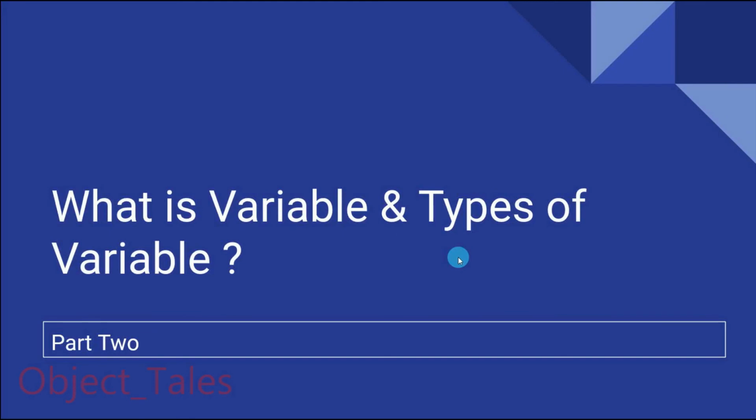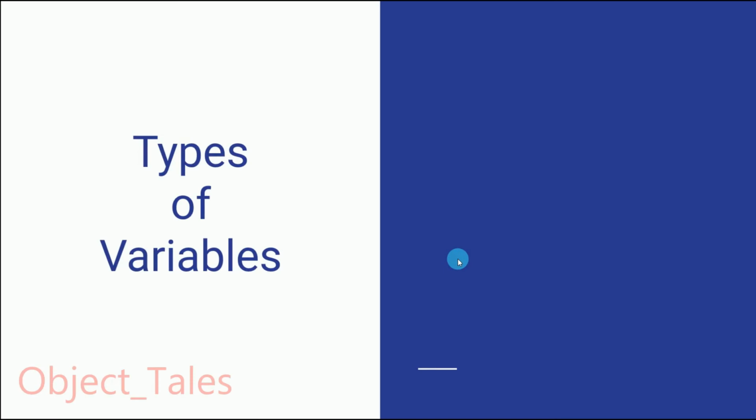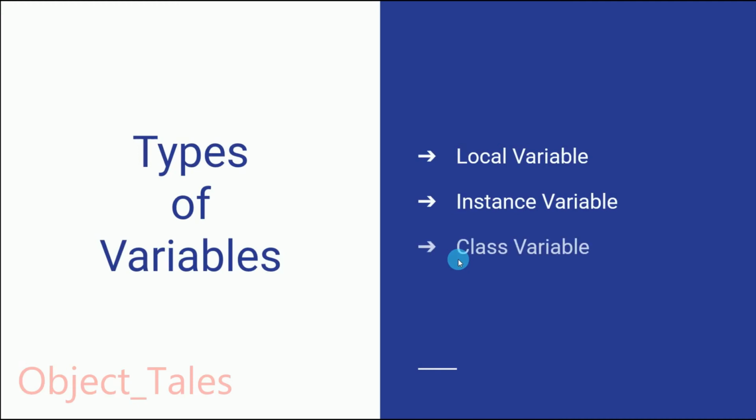What is variable and types of variable? As we have already seen in the previous video, the local variable, what is local variable and what is variable. So in this video we will see instance variable, what is instance variable and the scope of instance variable, the program on it, and we will find out how to identify that this is the instance variable. In part 3 of the video, I will make a video on class variable. So we'll now see instance variable.